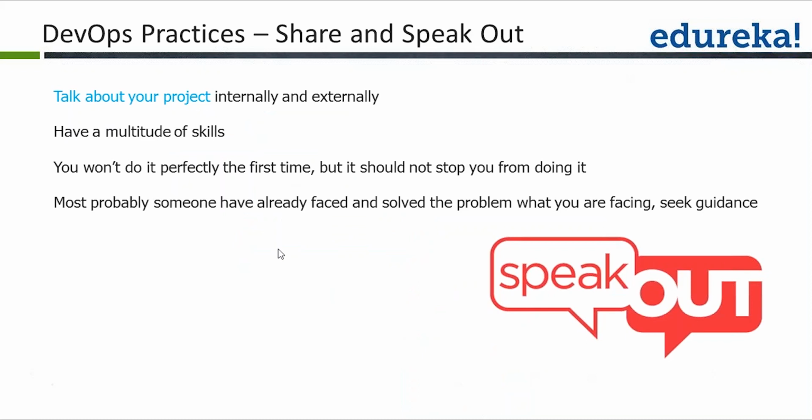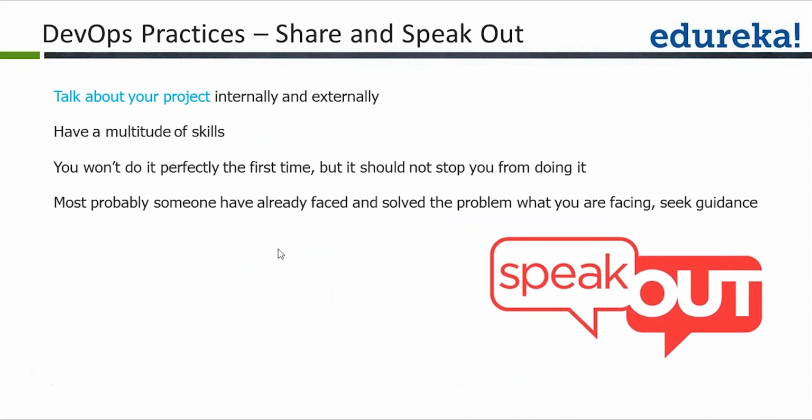Well, practice number 2. The first one was the training part. I've also covered what the different tools are and what skills are required for a DevOps person. The second practice is to share and speak out. If you know something about your project, share it with your team. Share it with other teams. Externally doesn't mean outside your company. It means with other teams, so that you get an insight into how different teams are working on their projects, how they are achieving things.